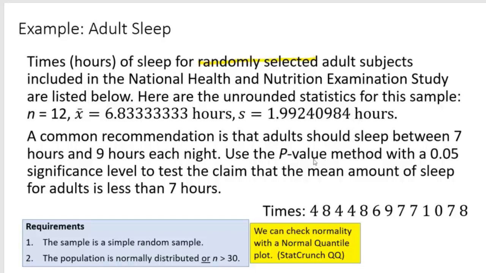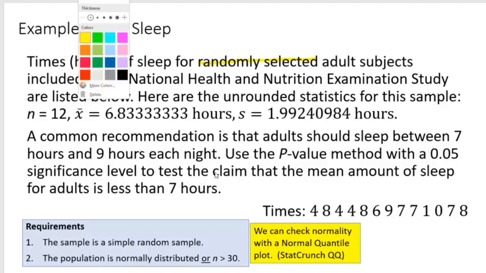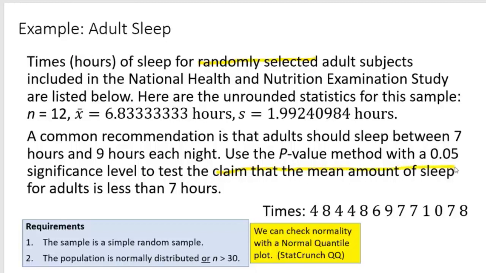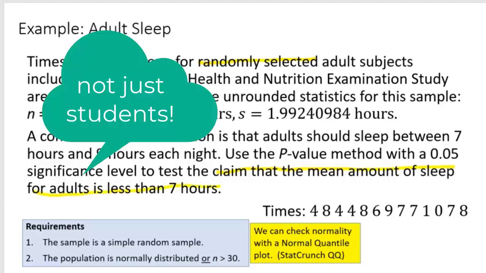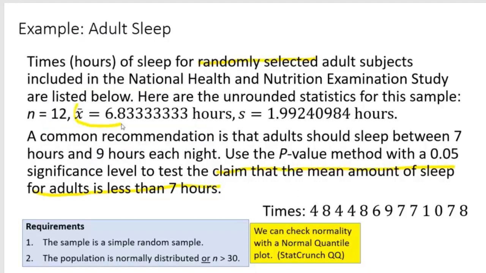Now, a common recommendation is that adults should sleep between 7 and 9 hours every night. Use the p-value method with a 5%, or 0.05, level of significance to test the claim. The claim is that the mean amount of sleep for adults is less than 7 hours. Now, why is that the claim? Because up here, where I had calculated the mean, it was less than 7.